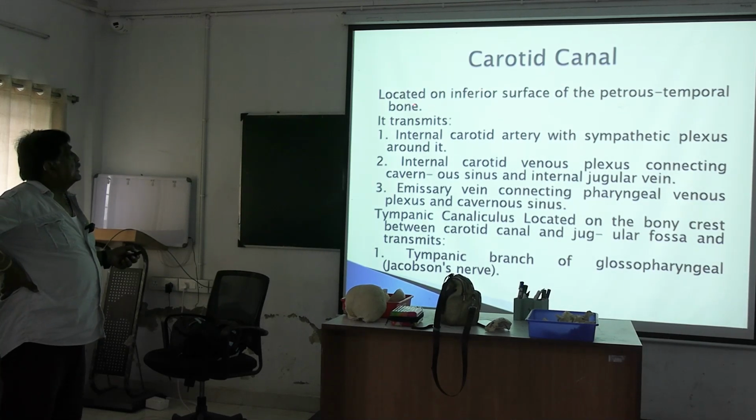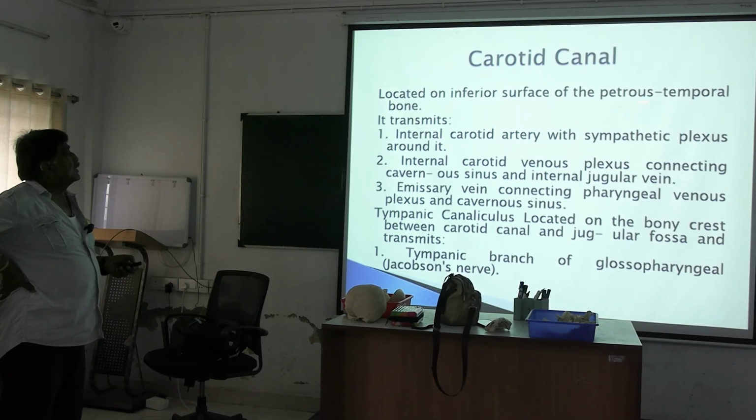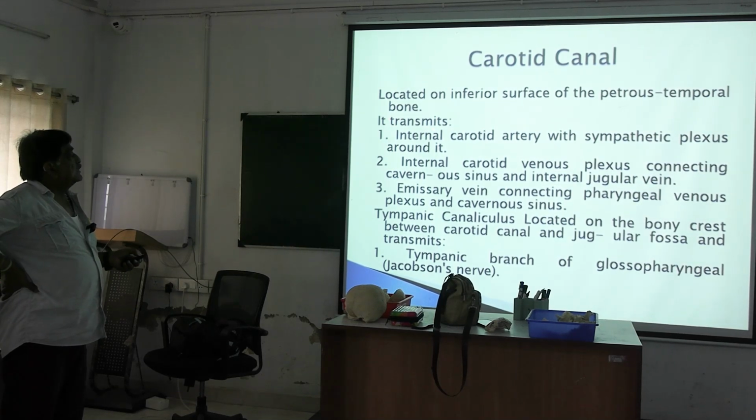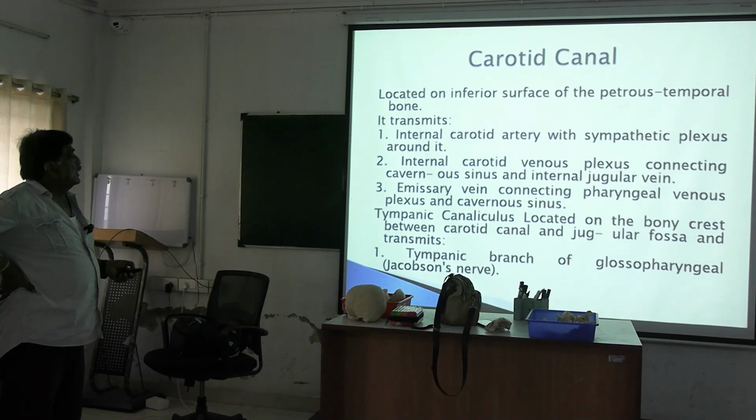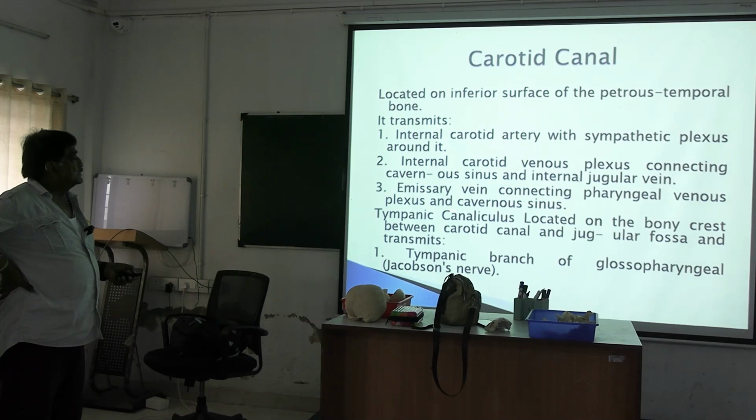Now, the carotid canal is located on the inferior surface of the petrous part of the temporal bone. It transmits the internal carotid artery with the sympathetic plexus around it, the internal carotid venous plexus connecting the cavernous sinus and internal jugular vein, and an emissary vein connecting the pharyngeal venous plexus and cavernous sinus.